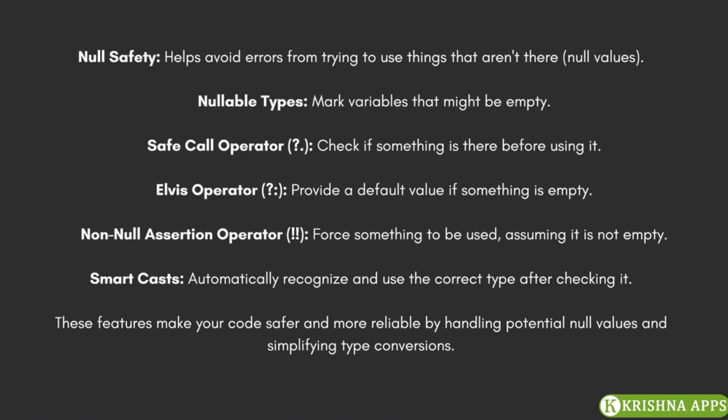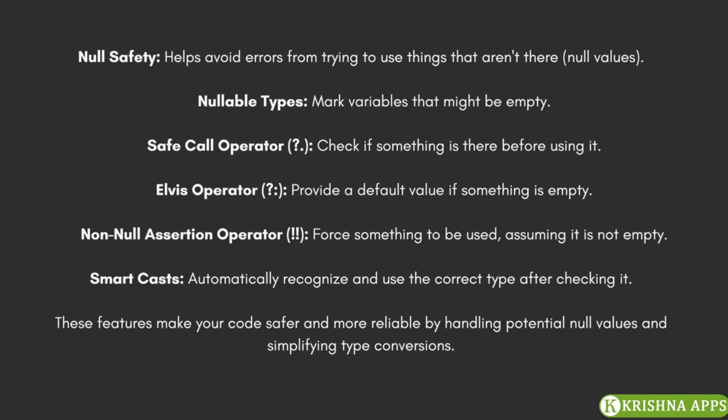Nullable types mark variables that might be empty. Safe call operator, ?. Check if something is there before using it. Elvis operator, ?: And these two dots provide a default value if something is empty. Non-null assertion operator, !!. Force something to be used, assuming it is not empty.